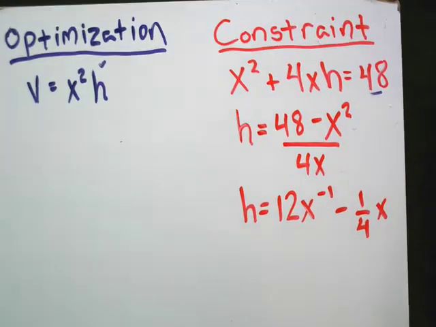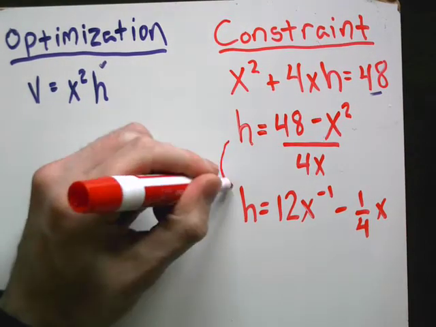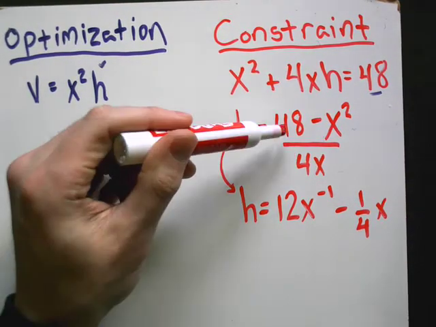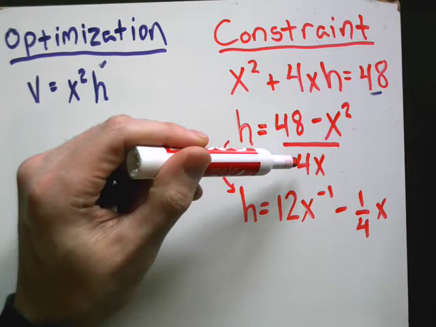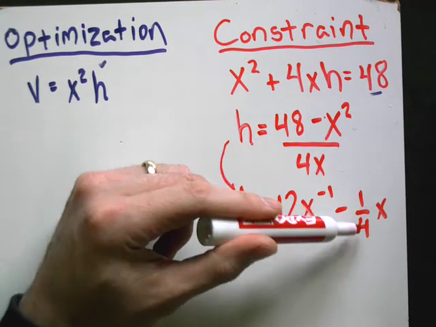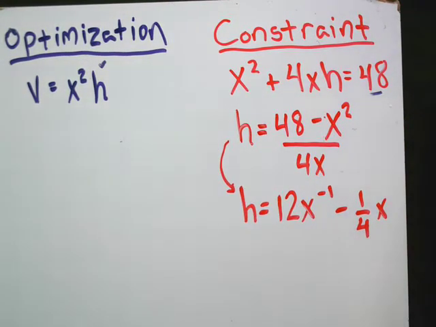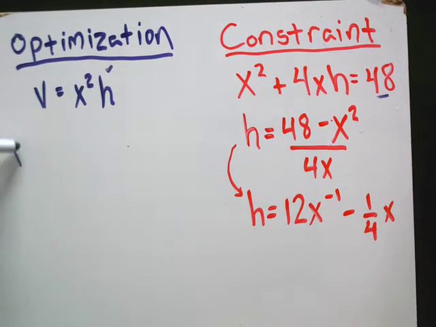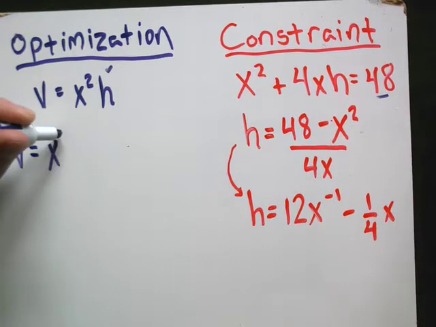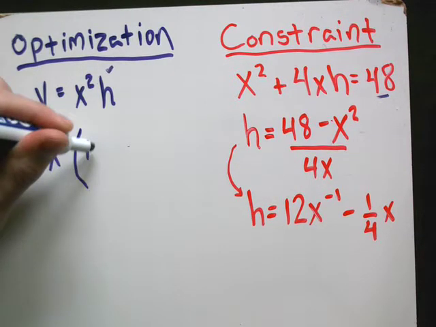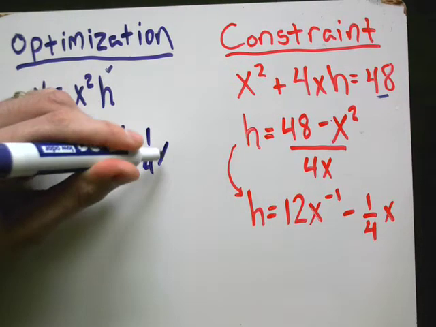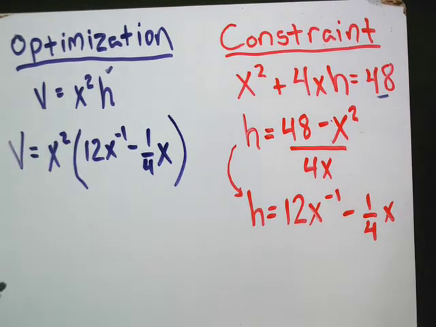Okay? So this is a simplified version of this. Again, 48 divided by 4 is 12, and then 1 divided by 4 is 1/4. That's where that came from. Okay? So I'm going to take that and plug it into my optimization equation and say V is equal to x squared times 12x to the negative first minus 1/4 x. And let's see if we can optimize our x value.